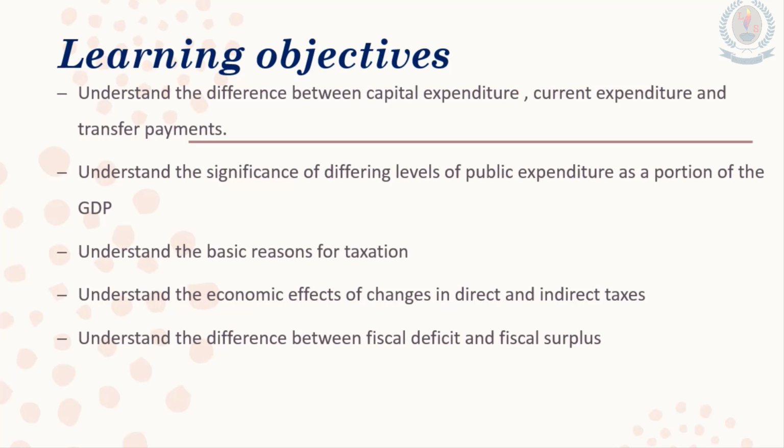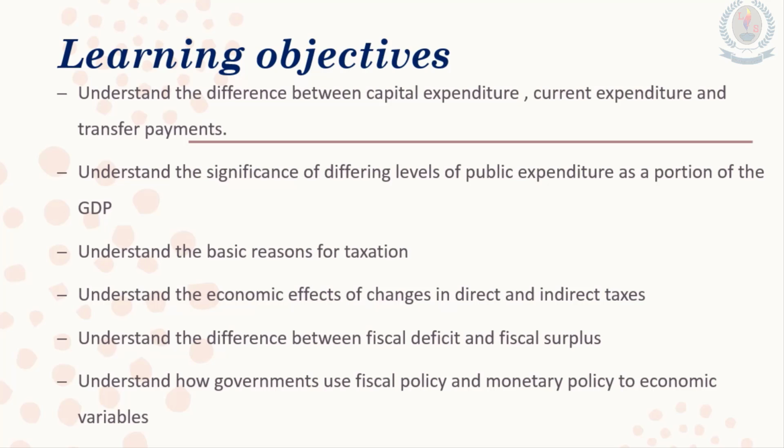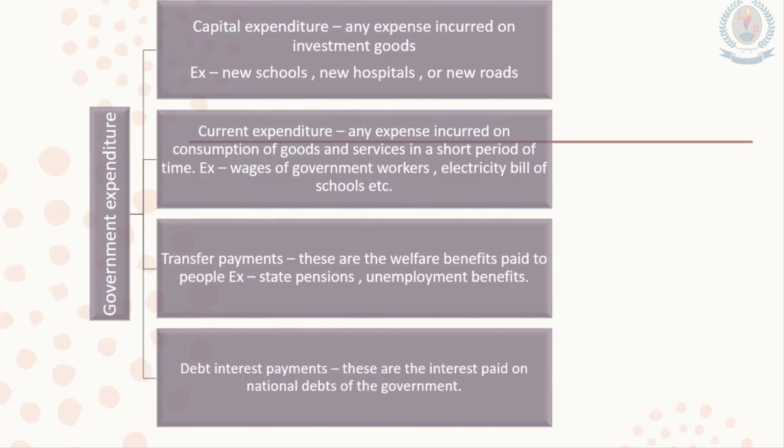Understand the difference between fiscal deficit and fiscal surplus. Understand how governments use fiscal policy and monetary policy to change economic variables. Government expenditure. When it comes to government expenditure, we have four types: capital expenditure, current expenditure, transfer payments and debt interest payments.